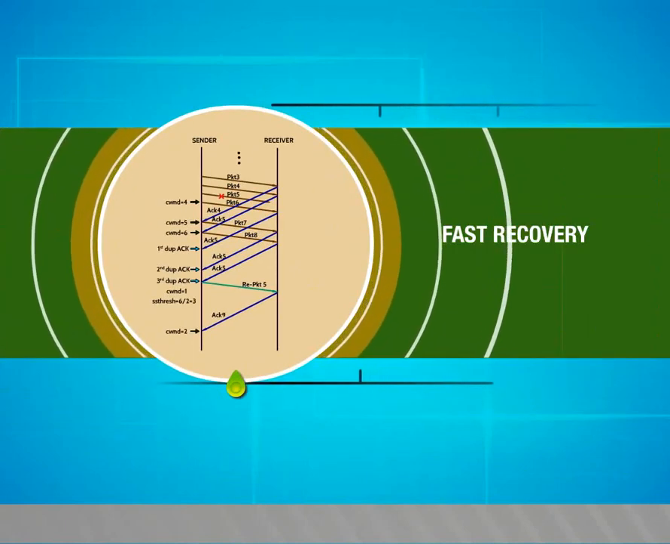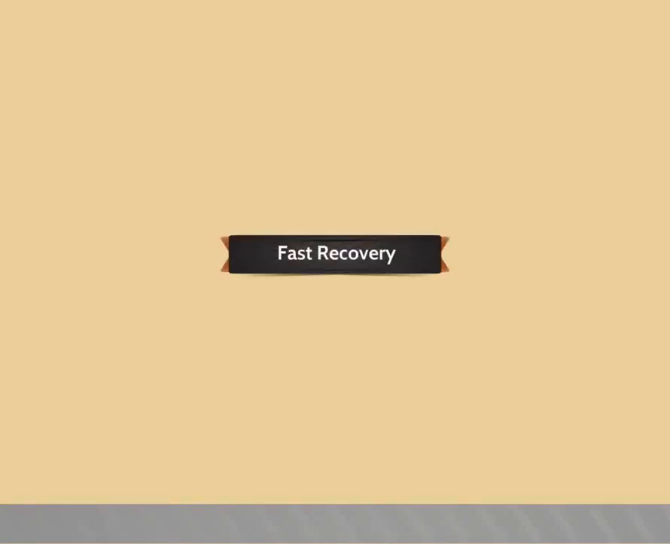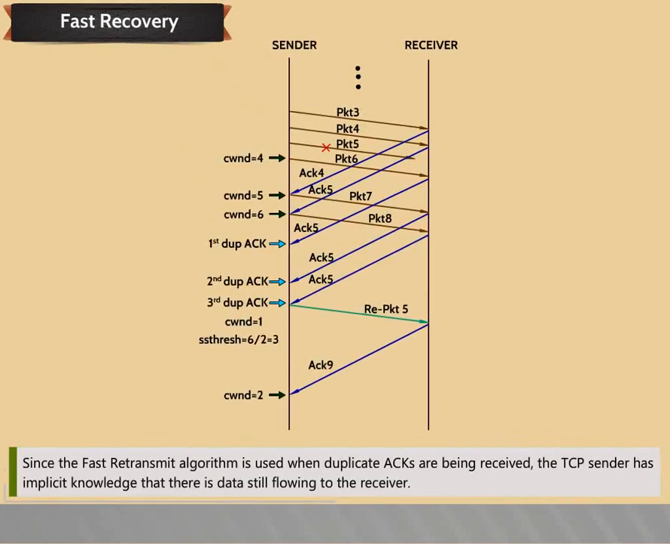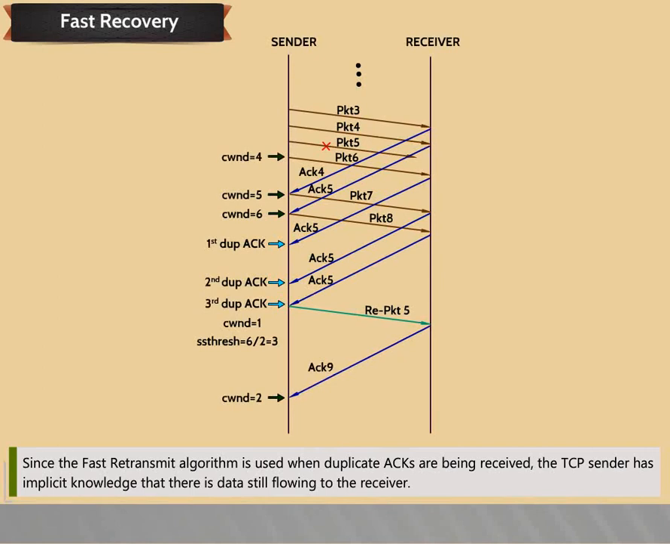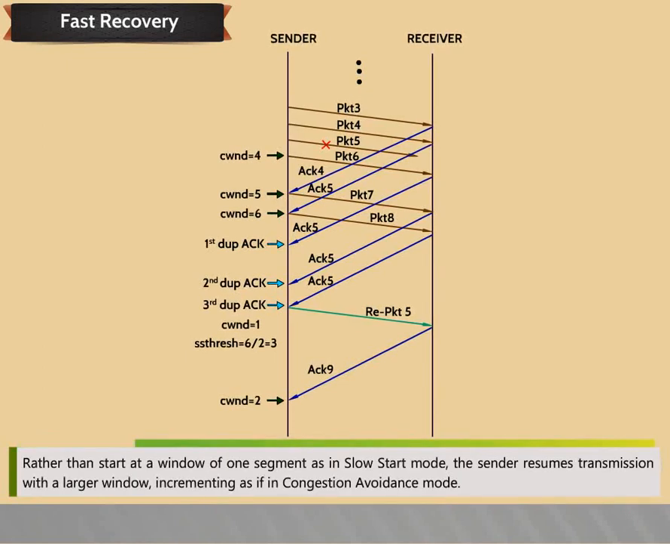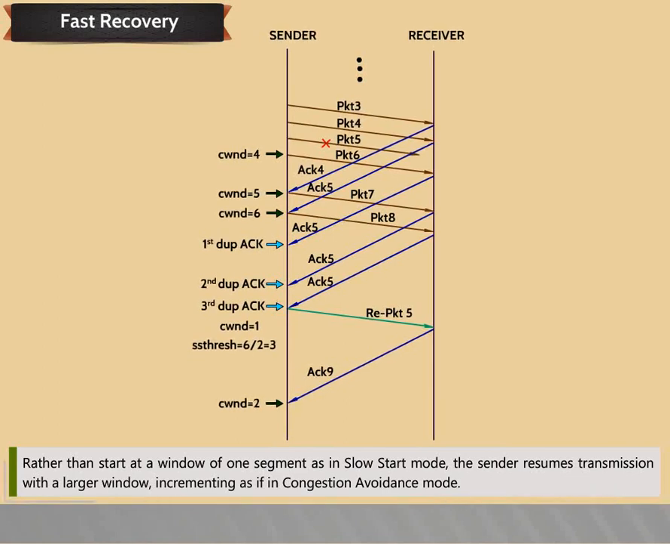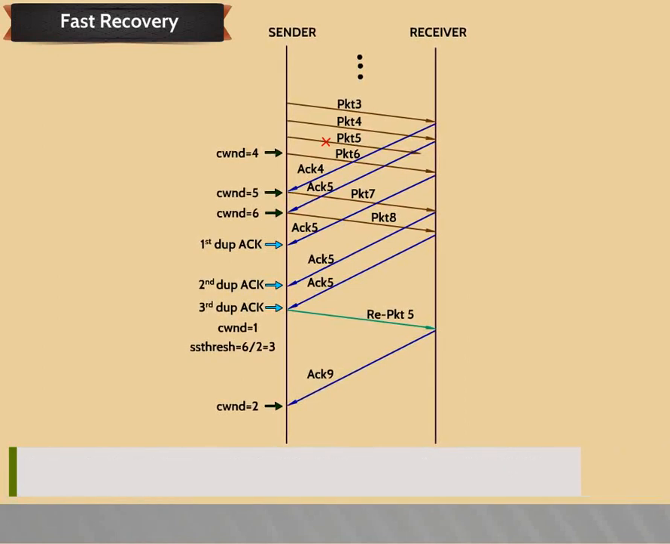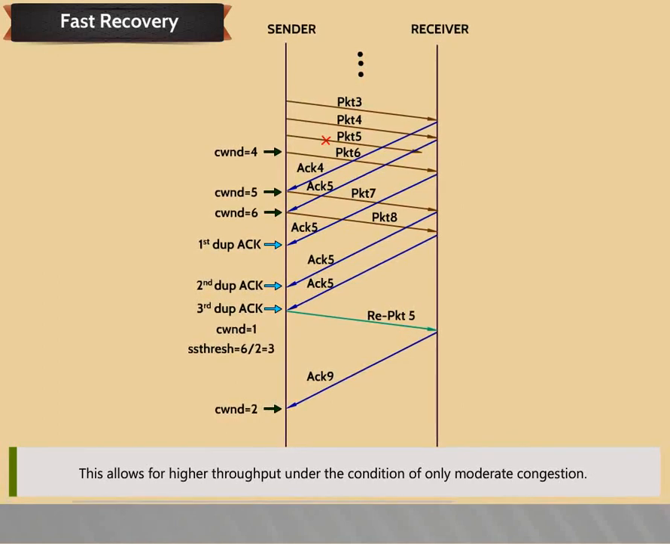Fast recovery. In this video, we are going to see about fast recovery. Since the fast retransmit algorithm is used when duplicate acknowledgements are being received, the TCP sender has implicit knowledge that there is data still flowing to the receiver. Rather than start at a window of one segment as in slow start mode, the sender resumes transmission with a larger window, incrementing as if in congestion avoidance mode. This allows for higher throughput under the condition of only moderate congestion.